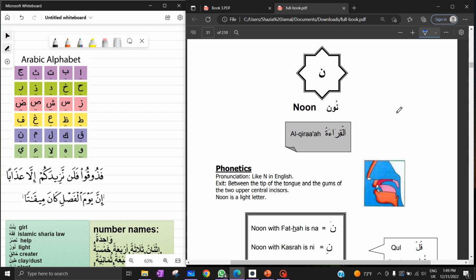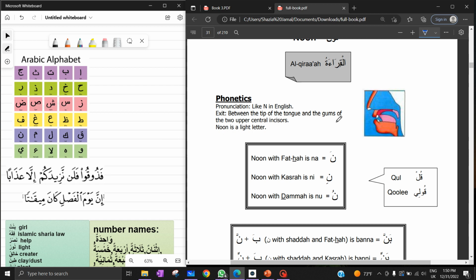In this lesson we will learn how to pronounce noon. The phonetic rule for noon is, as in English you say N, the same sound is with noon. How are you going to pronounce it? First, the sound of the noon comes with the help of your tongue. The tip of the tongue touches the back gums of the upper incisors. It is the spot where you will touch the tip of your tongue and pronounce noon. So exactly that's how you will pronounce noon. It is a light letter.